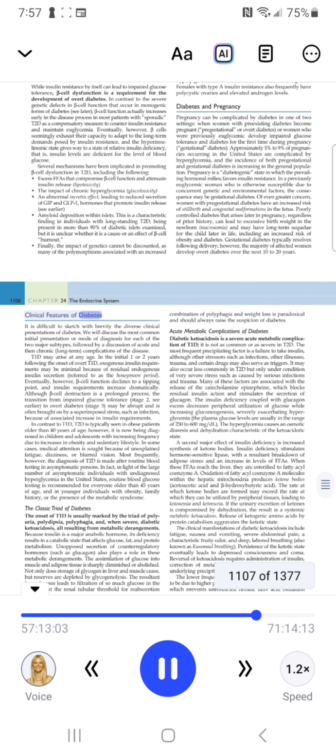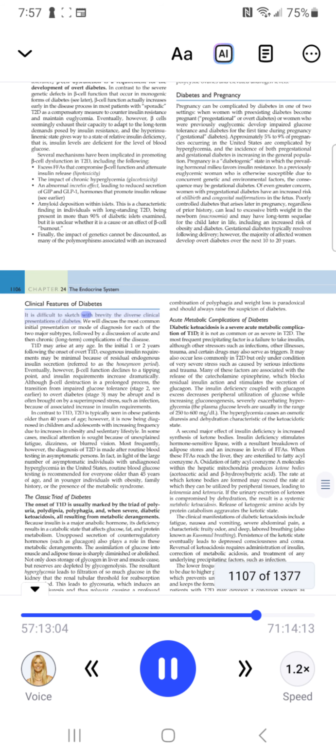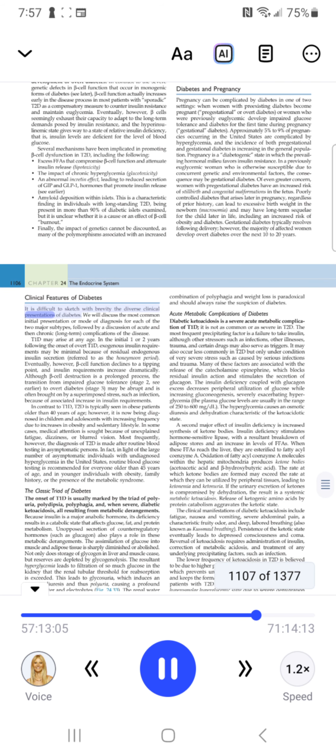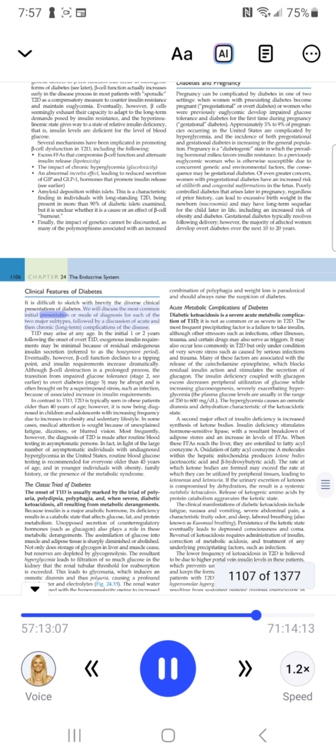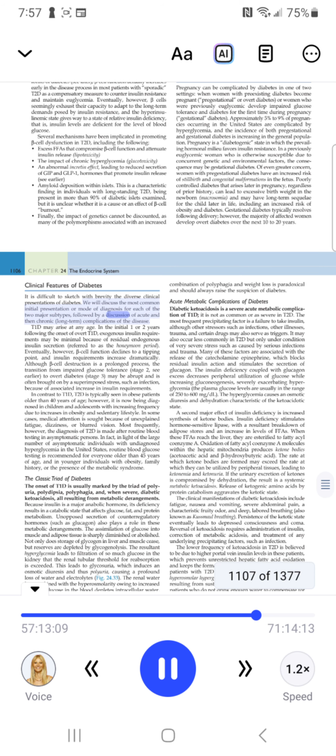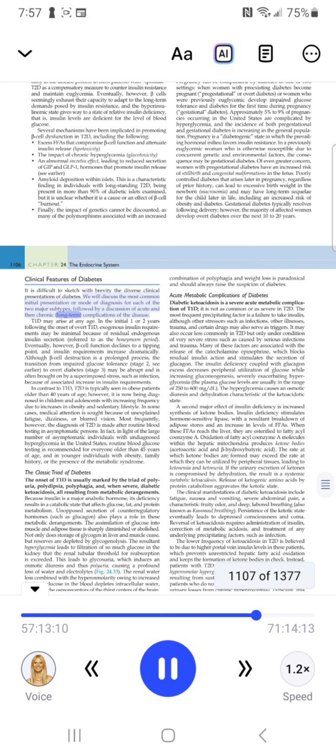Clinical features of diabetes. It is difficult to sketch with brevity the diverse clinical presentations of diabetes. We will discuss the most common initial presentation or mode of diagnosis for each of the 2 major subtypes, followed by a discussion of acute and then chronic long-term complications of the disease.